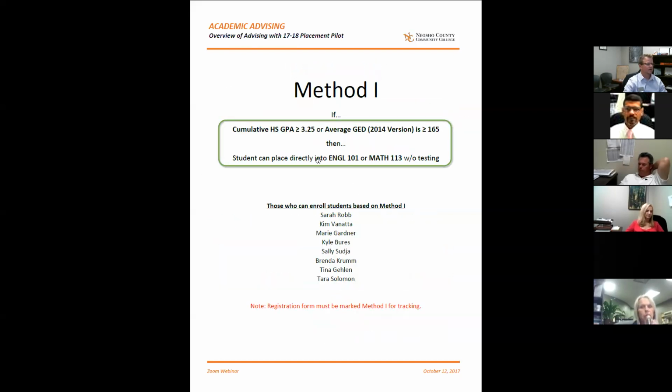Method 1 screen again is the simplest to evaluate: a student has a 3.25 or higher in their high school GPA or has completed the GED with an average score of 165 or higher.